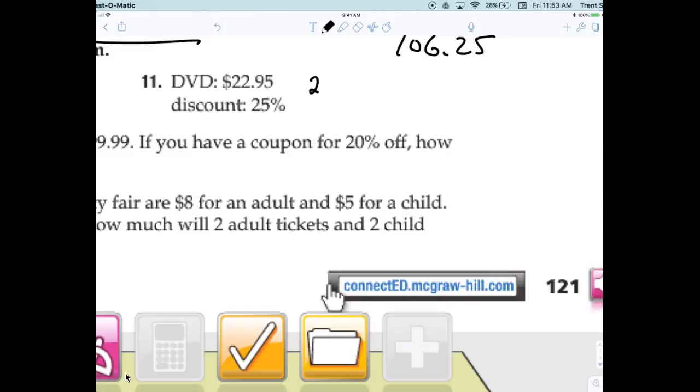You do 22.95 and then multiply it by 0.75. That's it, kiddo. That's all you have to do. And tell me what that is. $17.21. Any objections to that? Makes sense, right? Now look, guys, you should definitely be interested in this because this is what you have to do every time you buy something.